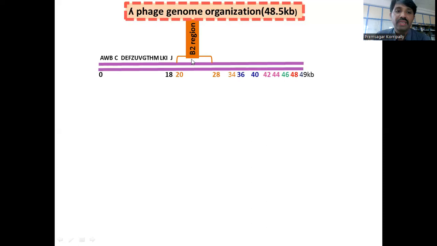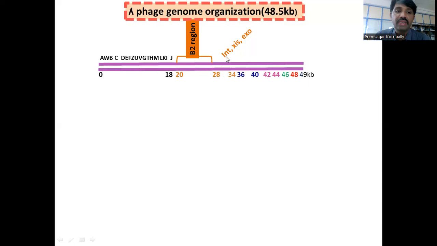The next region is the B2 region. This B2 region is not essential for cell viability or replication. If you delete this region, it is not going to affect the Lambda phage viability or replication. That's why it is called the B2 region. It corresponds to 20 kb to 28 kb.